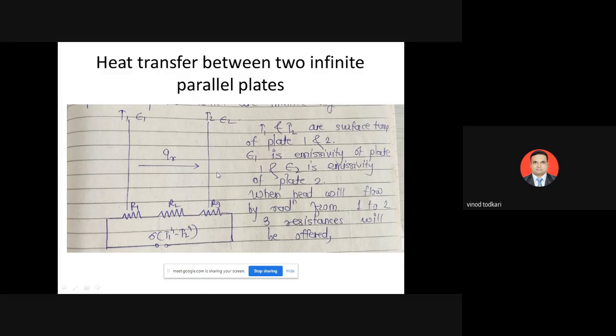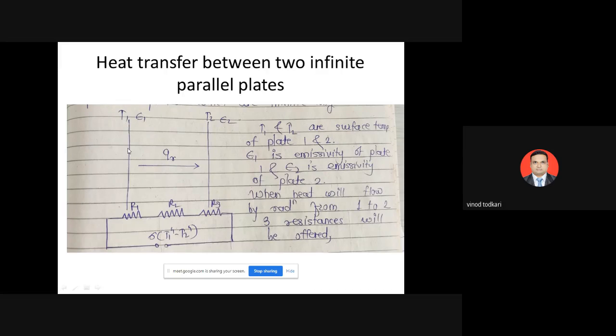Now, if that 800 watt is incident on plate 2, can plate 2 absorb all 800 watts? Obviously, the answer is no. It cannot absorb all 800 watts because there will be some resistance for absorption of heat. That resistance is also called surface resistance. So there will be three resistances, R1, R2 and R3.